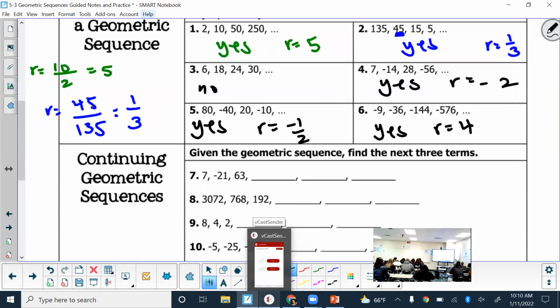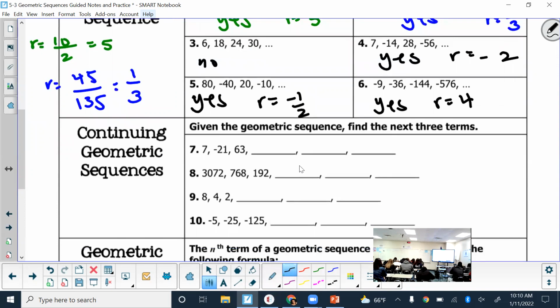Kids love to fight me on this. They like to say, but it's dividing by -2 each time, so the common ratio is -2. It's just not. The definition is what you get from dividing each term by its previous term. So questions, comments?